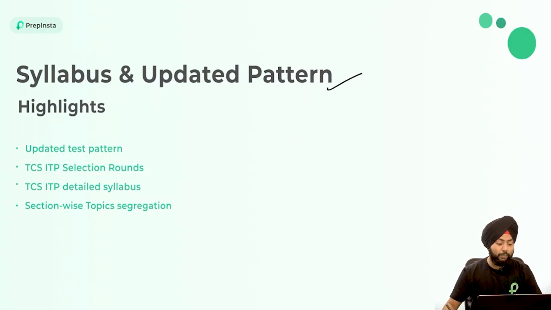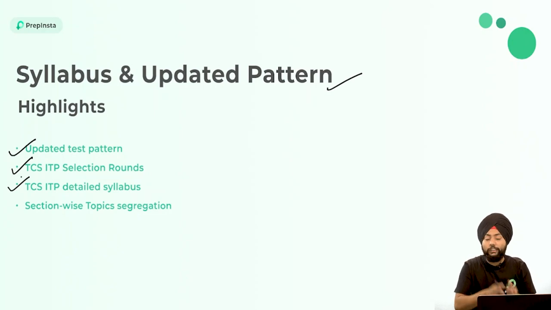First I'll be covering the updated test pattern. Then I'll be covering the TCS ITP selection rounds. And then the TCS ITP detailed syllabus like quants, logical, verbal, which all topics will be there. What are the advanced quantitative aptitude topics, advanced verbal questions and coding questions. And the next thing is section wise topic segregation. In verbal, which topics will be there in the first round and which topics will be there in round two.